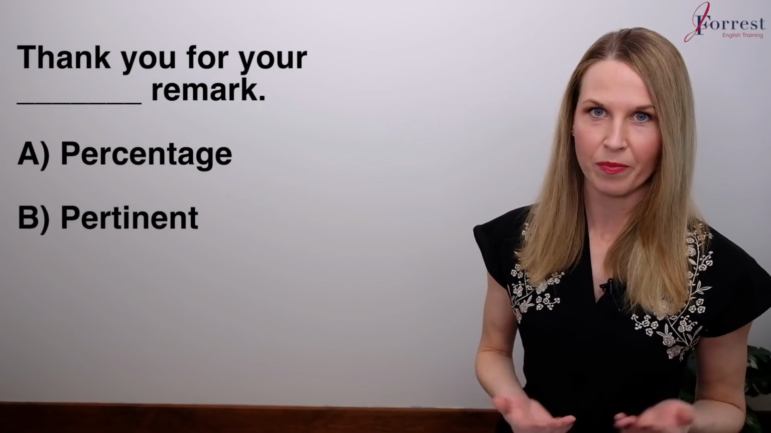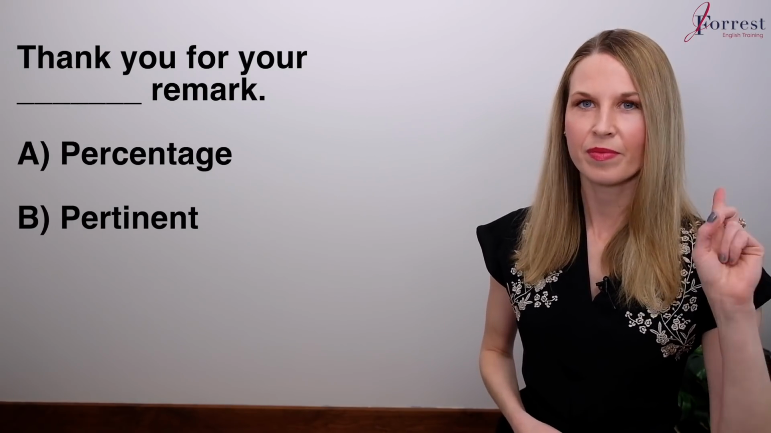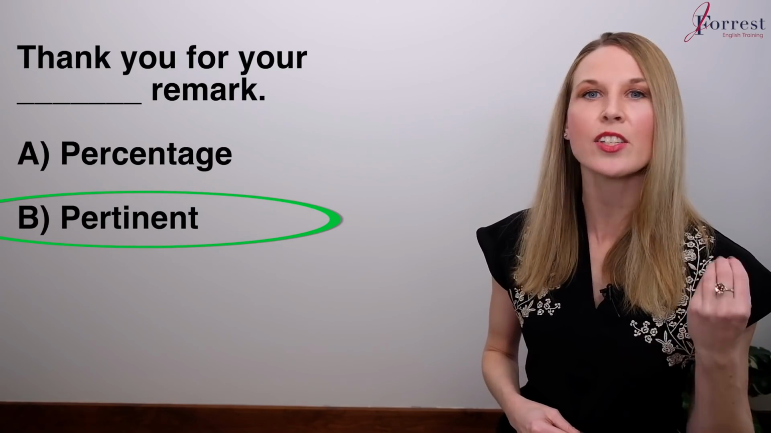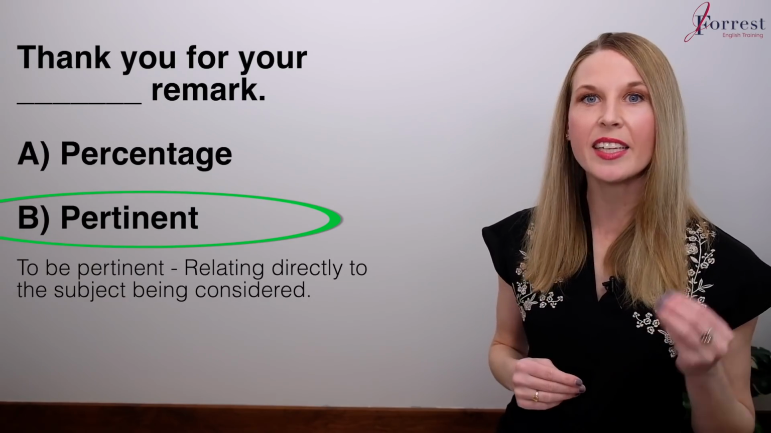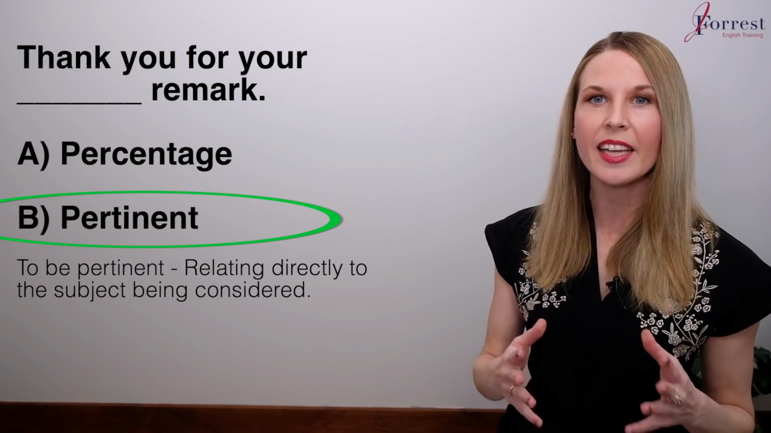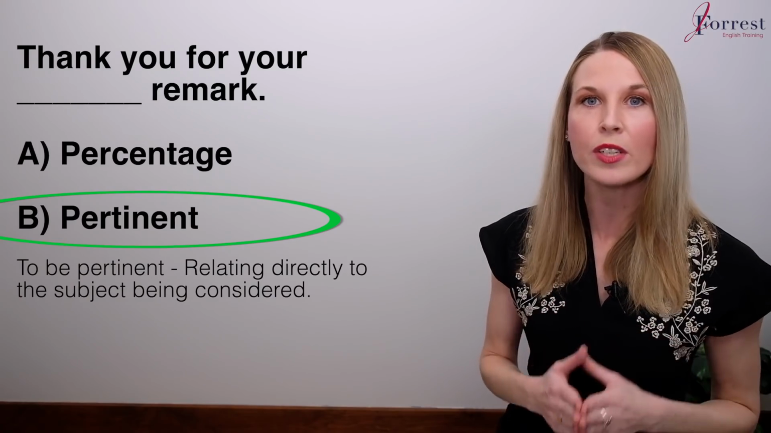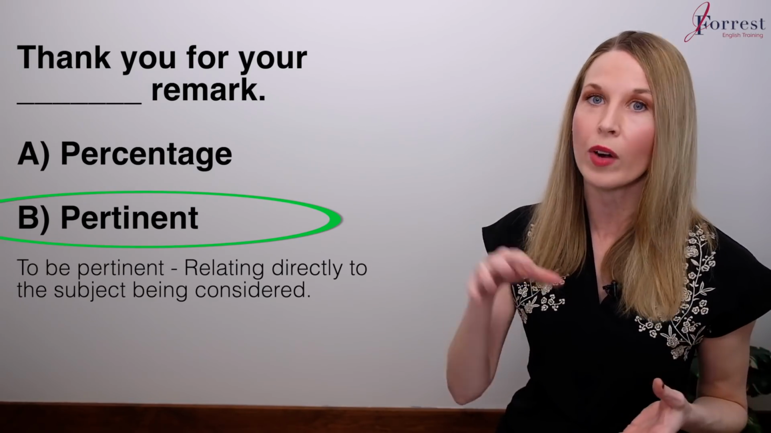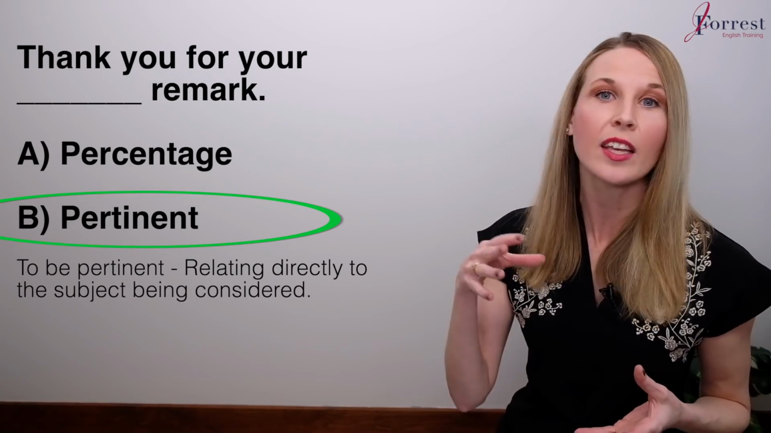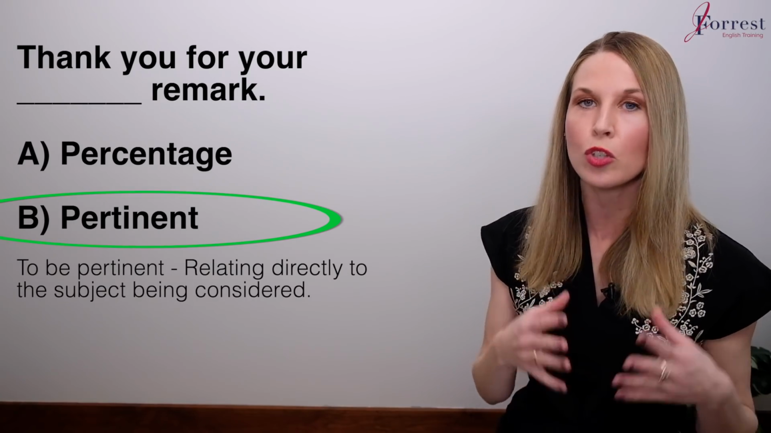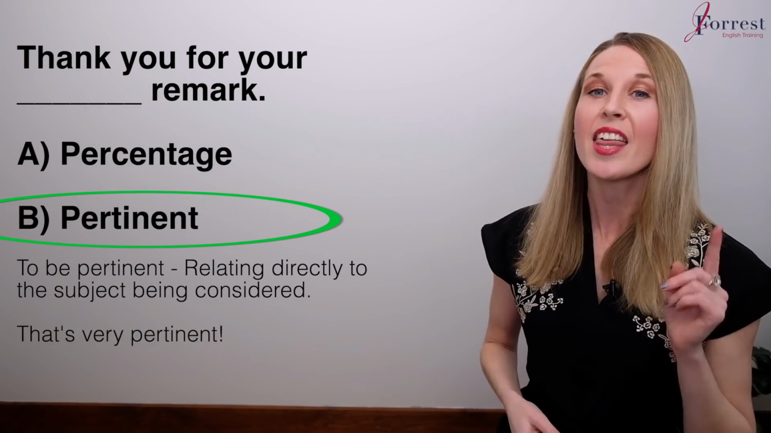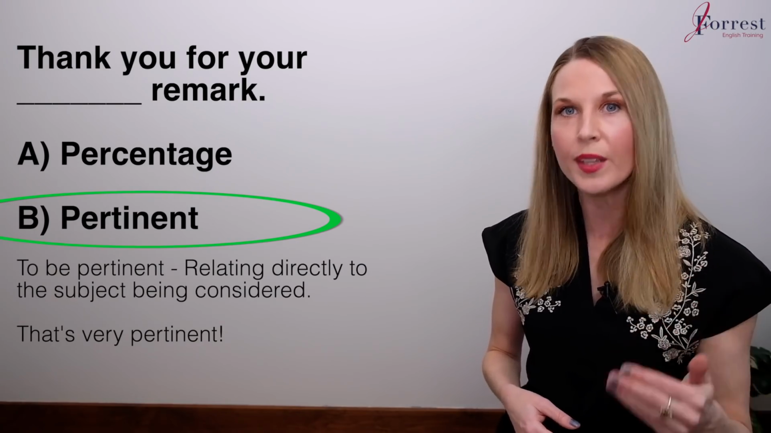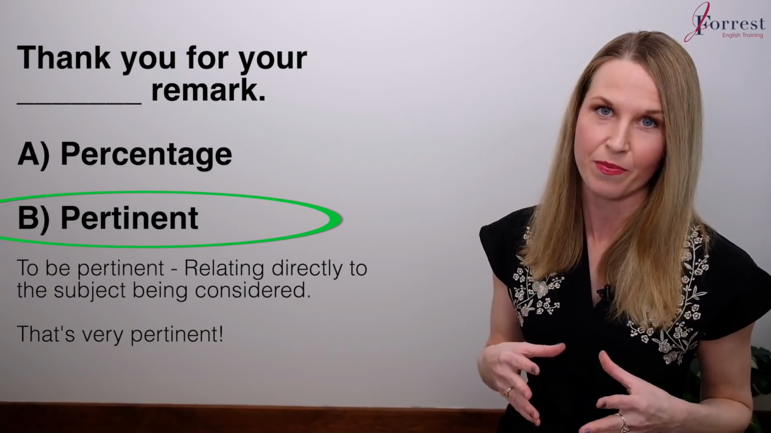Number 11, thank you for your blank remark. A or B? The answer is B, pertinent. Pertinent remark. When something is pertinent, it means it's relevant to the topic or discussion at hand. So let's say you're having a conversation and then someone raises a point and you think the point is very relevant to the topic or conversation, you can say, that's pertinent. That's pertinent. That's relevant, related to our topic at hand.